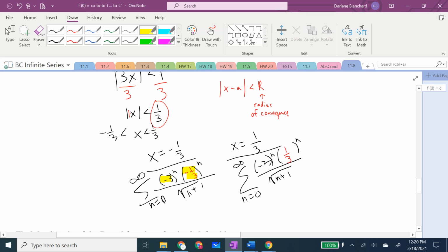Both of those are to the power of n multiplying. What does the numerator turn into? One.